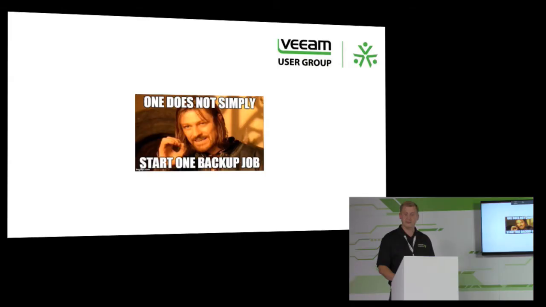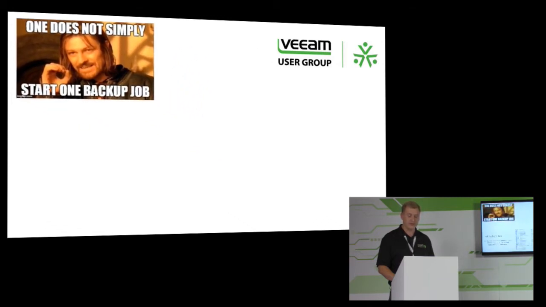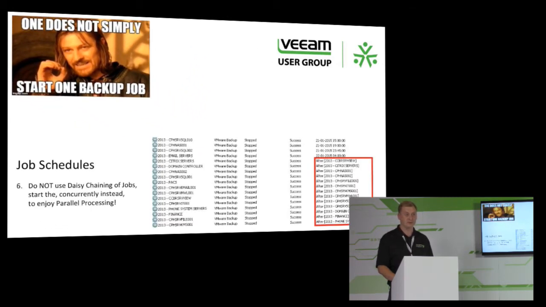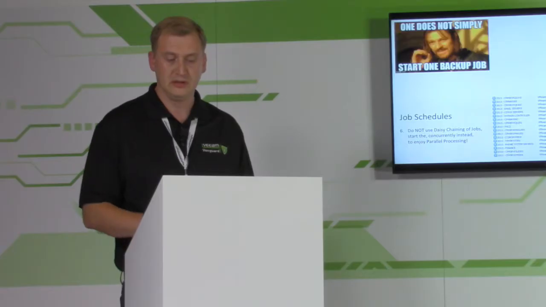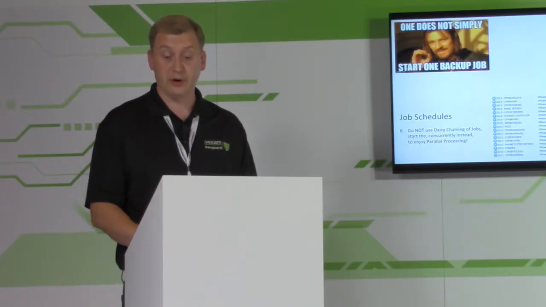Another thing I've seen a lot of customers do is what a lot of people would refer to as daisy chaining. They've set up a lot of backup jobs, and then they've configured the backup jobs in a way that once a backup job is finished, it will automatically launch the next backup job. Now, this may have been a really good way of configuring these jobs in some of the prior versions, such as version 6. But now with version 7 and 8, you really shouldn't be doing that anymore. Instead, you should be using parallel processing.